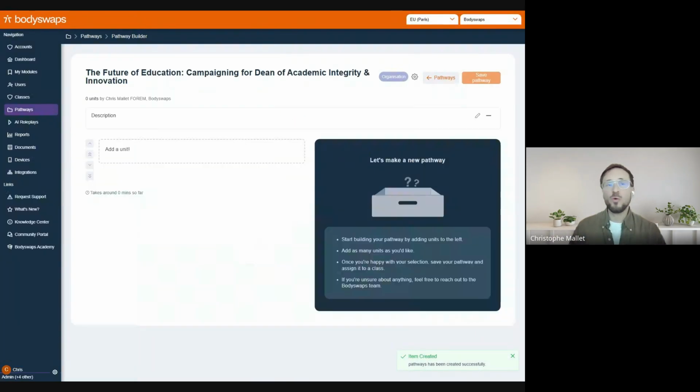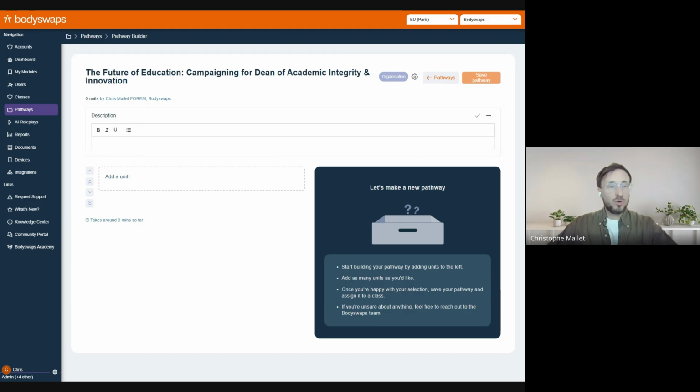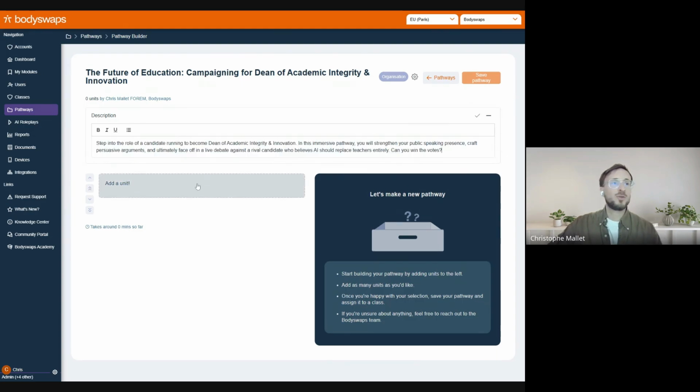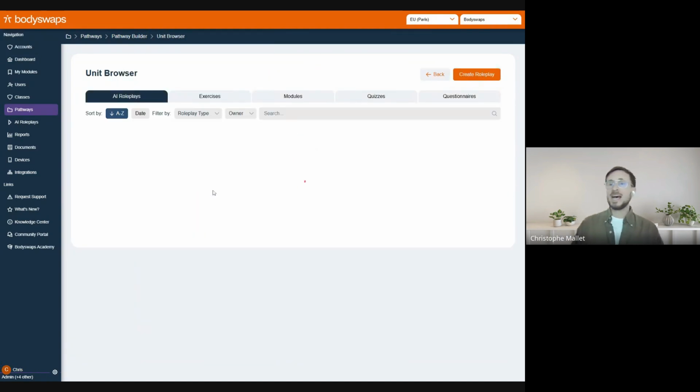So here we go. We are going to build a pathway, and it's very easy, just like building blocks. So we could start by adding a little description of what the pathway is about. I've pre-written that just for the sake of time. So here we go. Can you win the vote? And so on and so forth. And now we're going to start adding units.